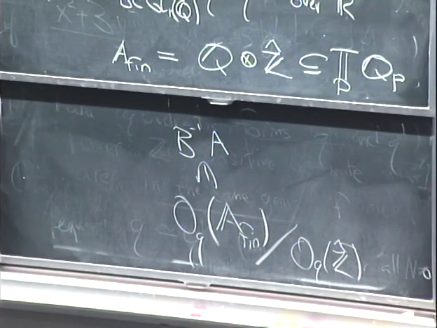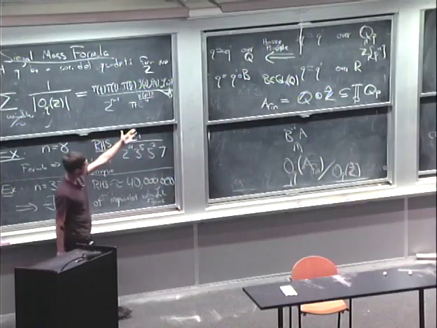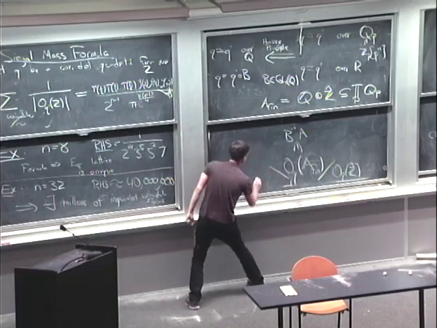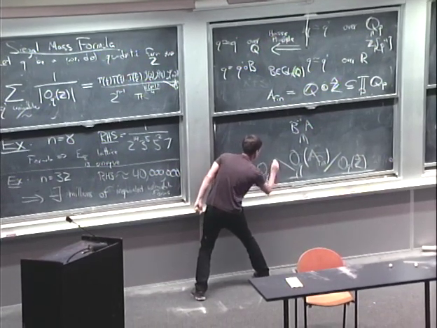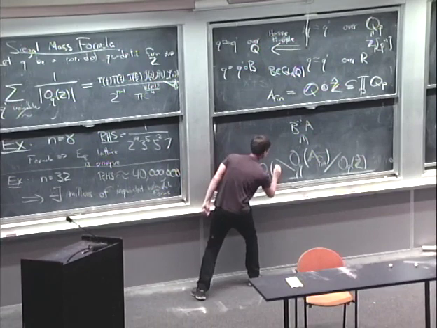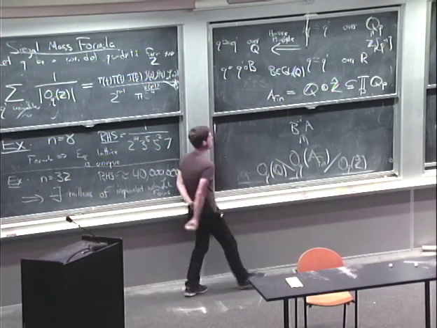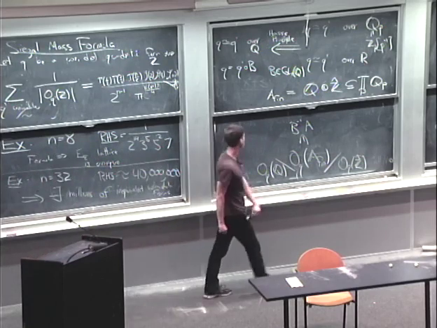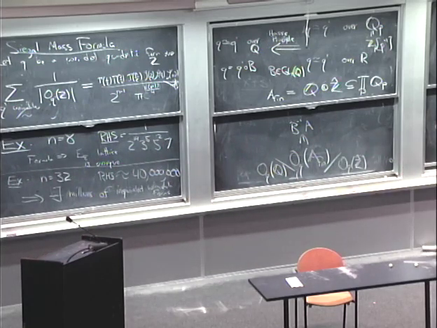And similarly, we had to make a choice of B. That's unique up to right multiplication by elements of OQ of the rational numbers. So what we really have here is something that's a well-defined element of this set of double cosets: OQ of the finite adeles mod on one side by OQ of Z hat, and on the other by OQ of the rationals. And that's now independent of choices.